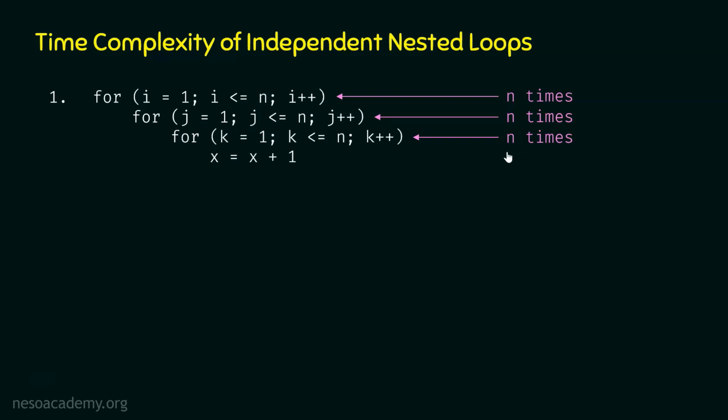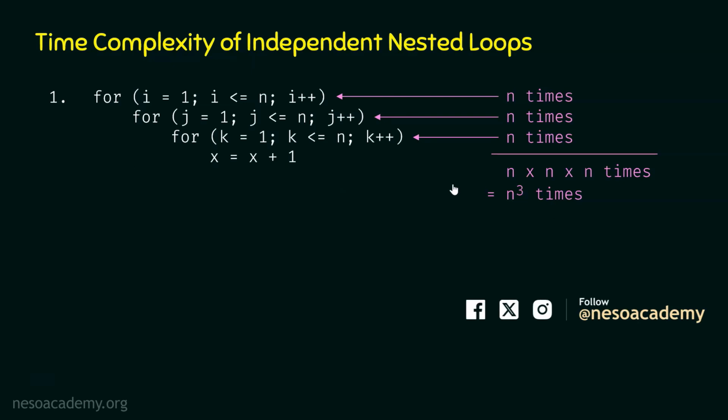Now we need to multiply these frequency counts in order to obtain the time complexity of this entire for loop structure. n into n into n is the multiplication of these frequency counts and this is equal to n cube. So this independent nested loop will execute n cube times and hence the time complexity is theta of n cube.